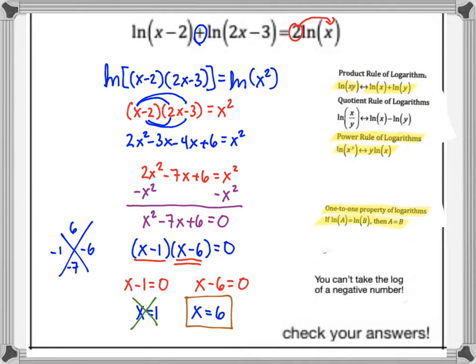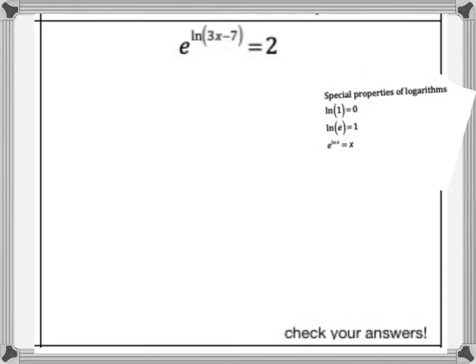Okay, so the last example is going to be one that you see a little bit in higher mathematics. And it is this one right here. So e to the ln x power is just x. That means that if you have e raised to the ln power, everything in here can just come out in front. So we would get 3x minus 7 equals 2.